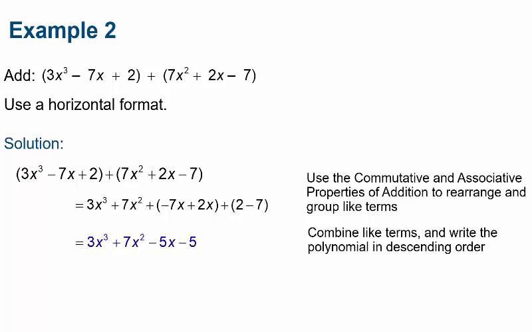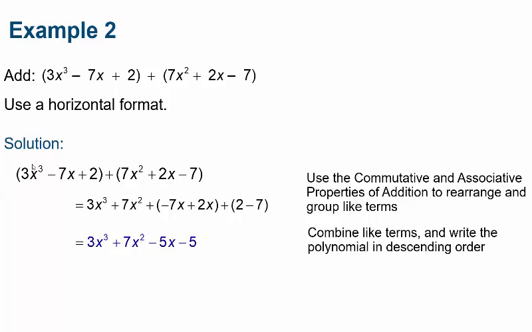You could also do the horizontal method. So let's add these polynomials. The first polynomial is 3x cubed minus 7x plus 2, and the second polynomial is 7x squared plus 2x minus 7. What you do with the horizontal format is use the commutative and associative properties of addition, and all you're going to do is rearrange the like terms together.